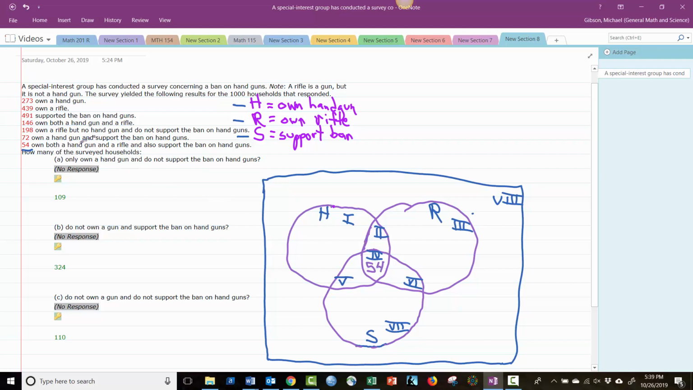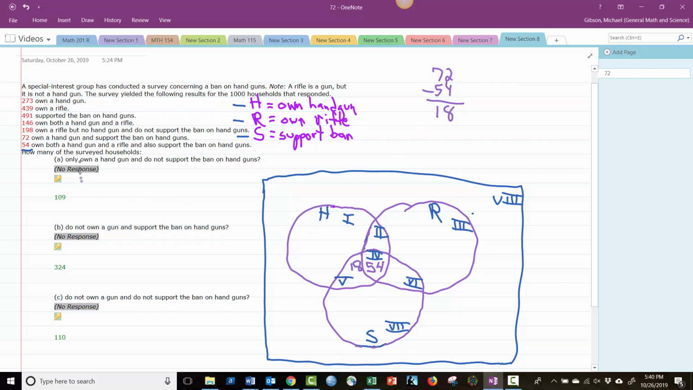Let's try the next one up. Own a handgun and support the ban. If you own a handgun, you're in this H circle. You support the ban, you're in the S circle. So that means you're in the overlap here, both 4 and 5. And this was own a handgun and support the ban. So that's 72 people. 54 of them are already in area 4. Subtract that off, get 18. So that leaves me 18 people right here.